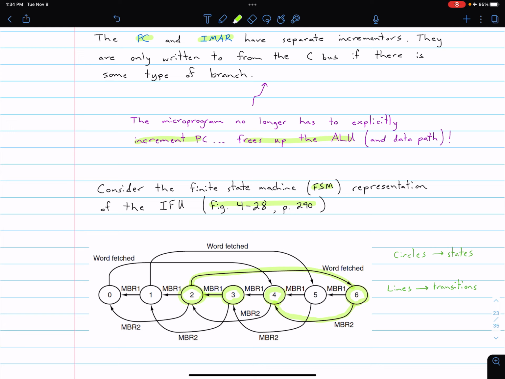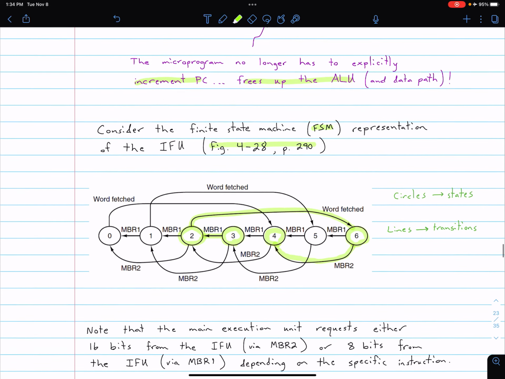So you can see how we can transition between our states based on what's going on. Now, of course, we're sweeping a lot of things under the rug here, but that gives us a rough idea of how our instruction fetch unit is operating.